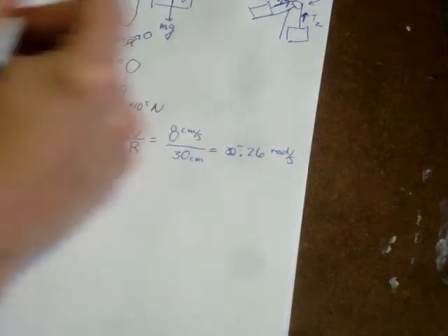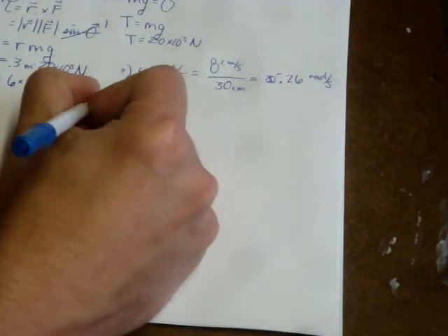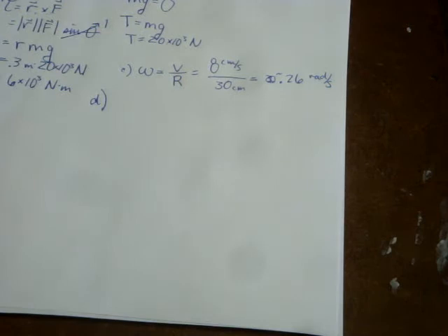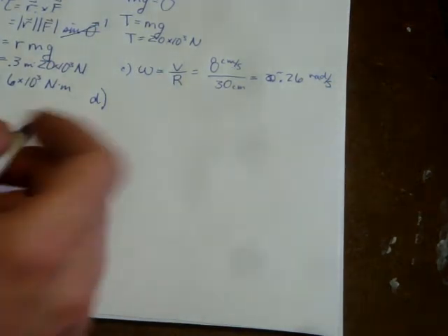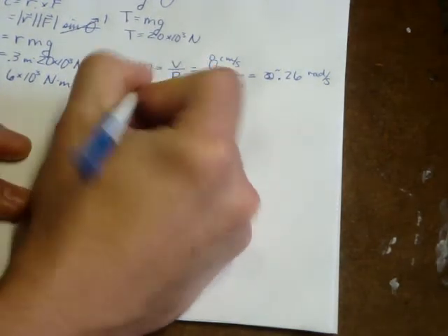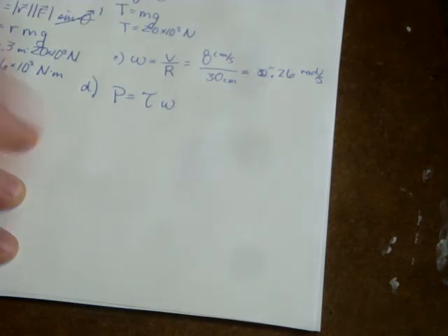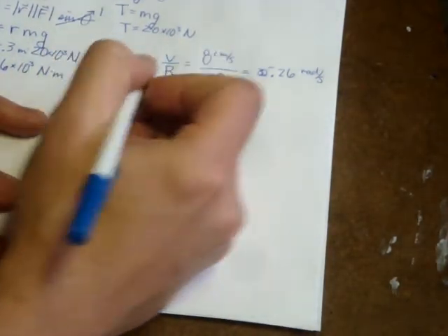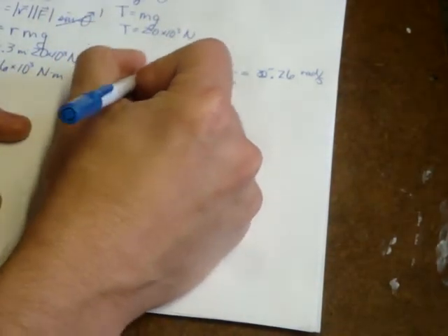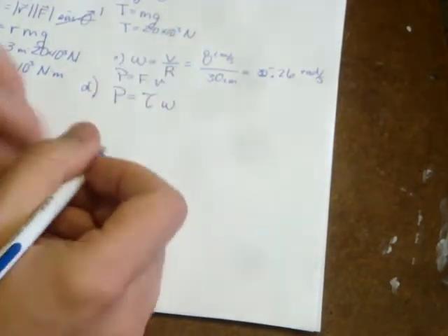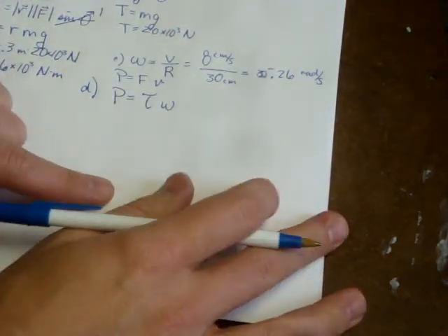Right, so that's part C. This was part A. This is part B. And to get to D, D asks, what power must be developed by the motor to drive the winch drum? Well, the power is equal to the torque times the angular velocity, right? Just in the same way that power, when we consider linear forces, is equal to the force times the velocity. So here we have the torque and the angular velocity.